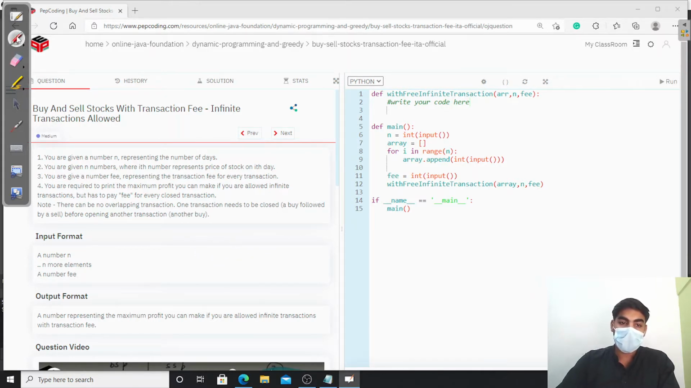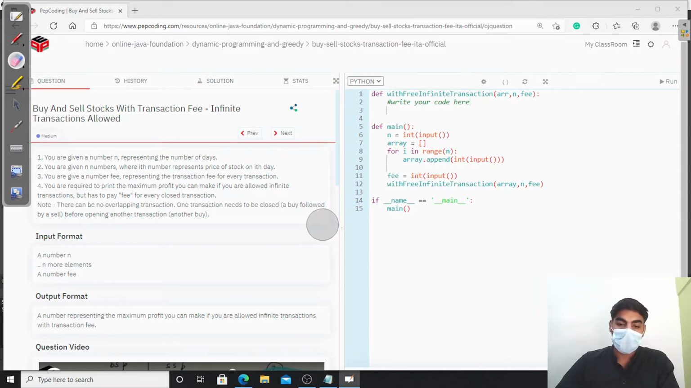Which type of transactions can we do here? Only buy one, sell one, buy two, sell two, buy three, sell three, and so on up to buy n, sell n. These are the transactions. The first transaction completes here, the second here, the third here. All our transactions are separated. No one will be overlapping another.